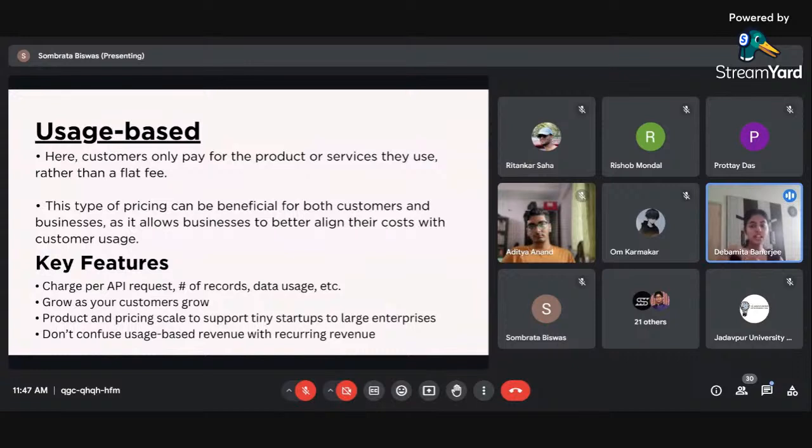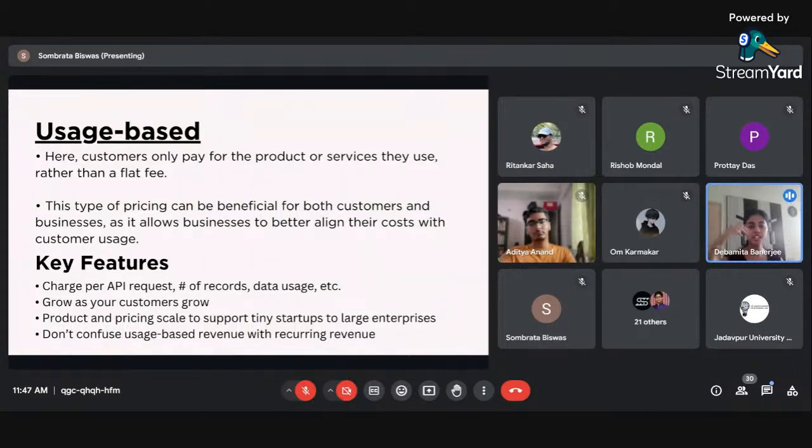If you've just started a business and you directly jumped into subscription, without either a free model where somebody can try your product or a usage-based model, then you are not going to get many customers. Key features: charge per API request, number of records, data usage, etc. These are examples of what can be the usage for different companies.